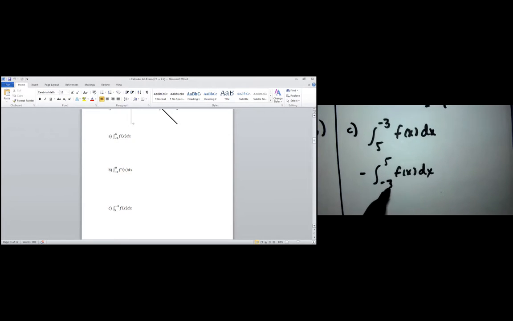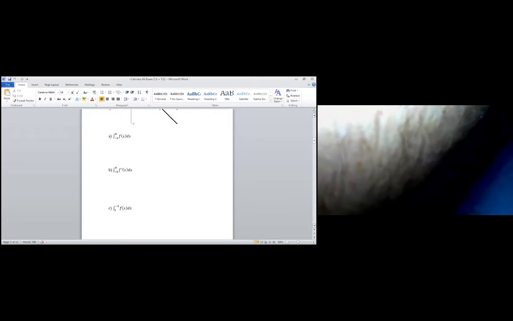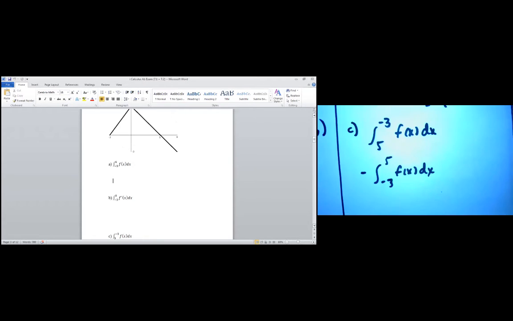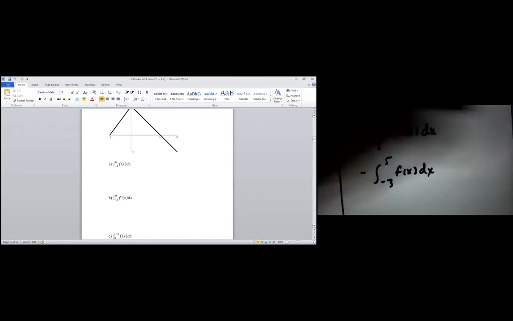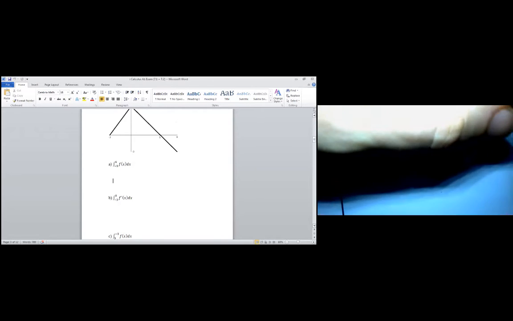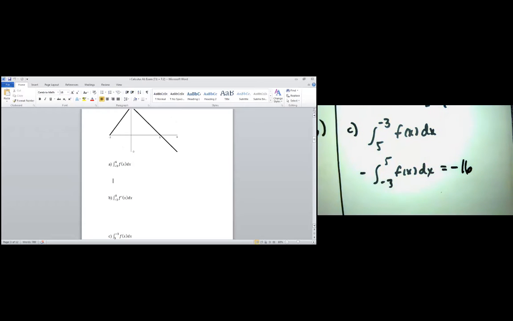I want the area from -3 to 5 of which graph? F. The graph I have is f. So that's going to be 16, but with a negative sign in front of it. So I'm coming up with -16. Okay. Does anybody have any questions on that page?